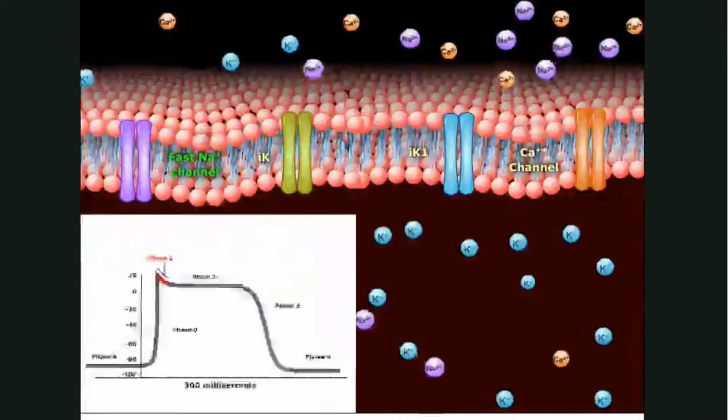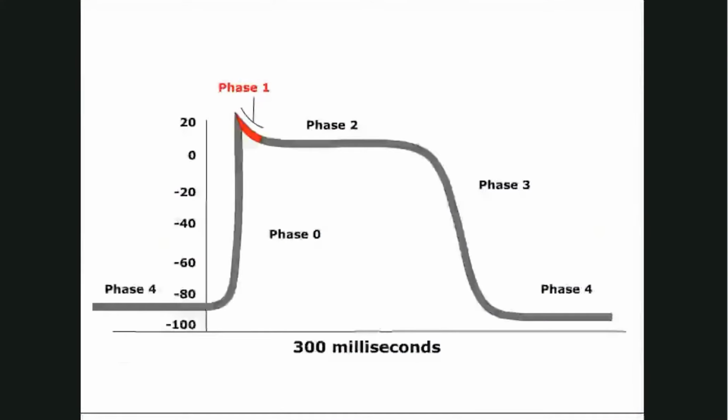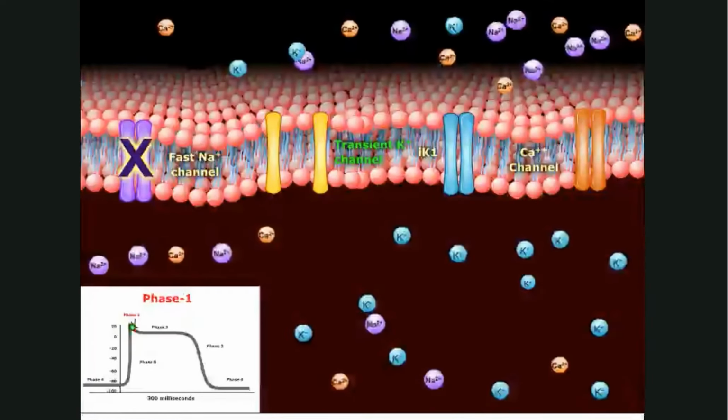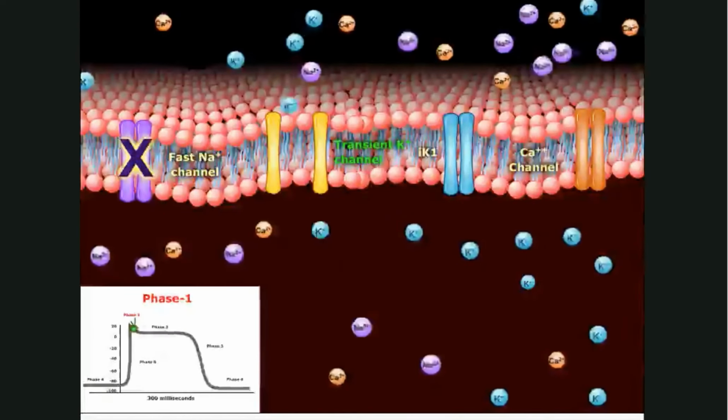We will now proceed to phase 1. Phase 1 consists of slight repolarization. This is due to the inactivation of fast sodium channels and a transient rapid efflux of potassium.